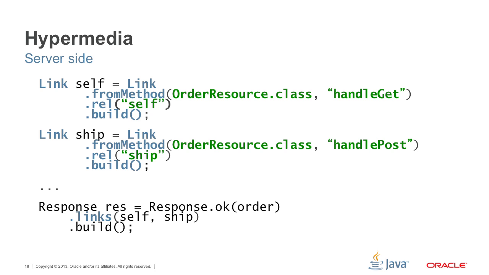We do that as part of building our response using the response builder, which was already available in JAX-RS 1, but has been extended in JAX-RS 2 to support links. The links method of the builder allows us to specify any number of arguments with links, in this case just two, self and ship. We build all that response, and then we send it back to the client.